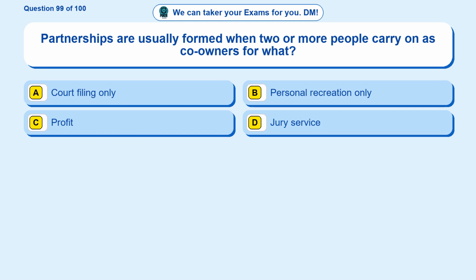Question 99. Partnerships are usually formed when two or more people carry on as co-owners for what? Option A, court filing only. Option B, personal recreation only. Option C, profit. Option D, jury service. The correct answer is option C, profit.